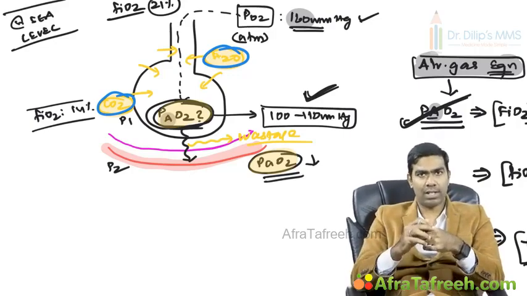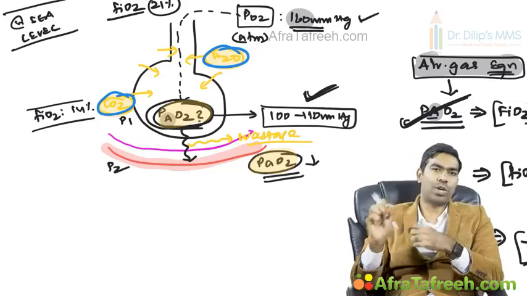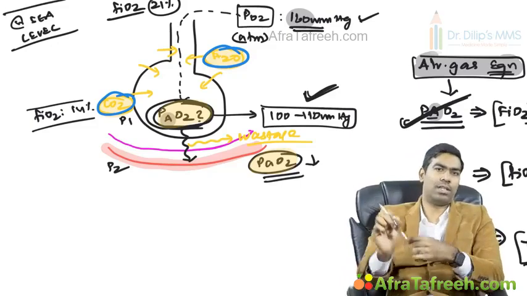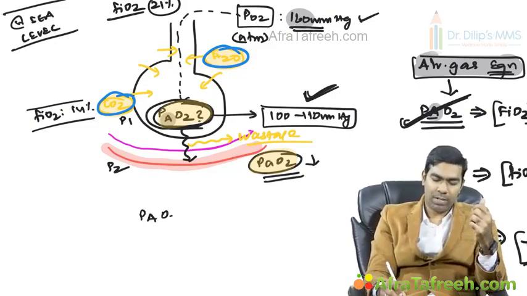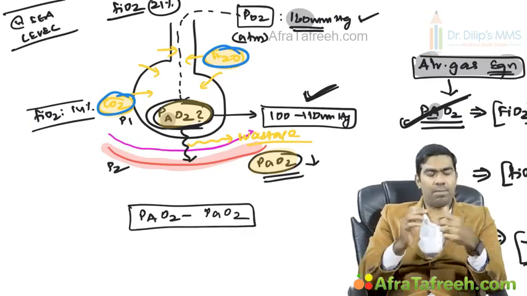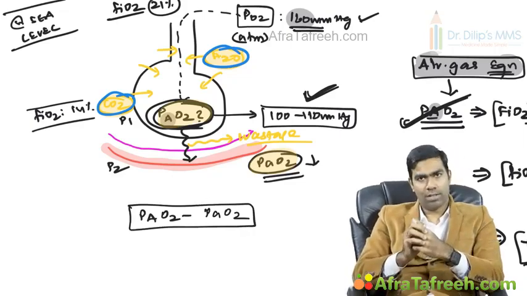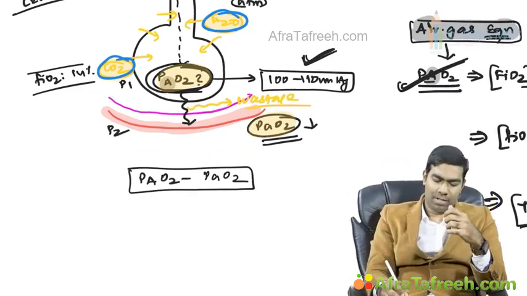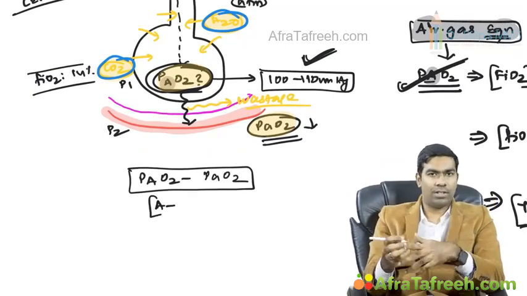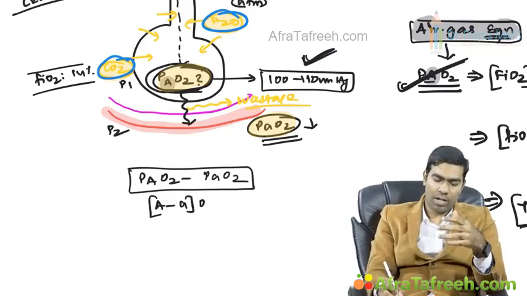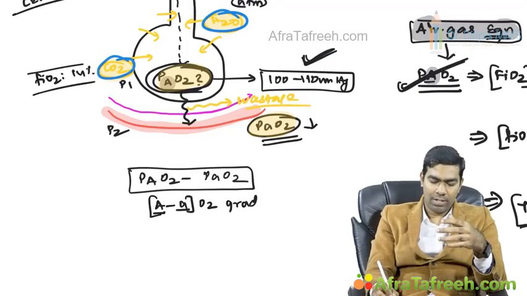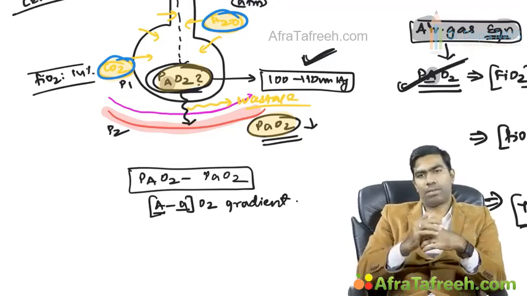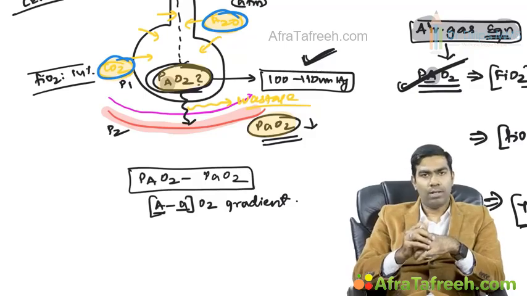A small amount of wastage is needed, and you can calculate how much is getting wasted by calculating the difference between the partial pressure of alveolar oxygen and the partial pressure of arterial oxygen. This difference is referred to as the alveolar arterial oxygen gradient, which is a very, very important number.